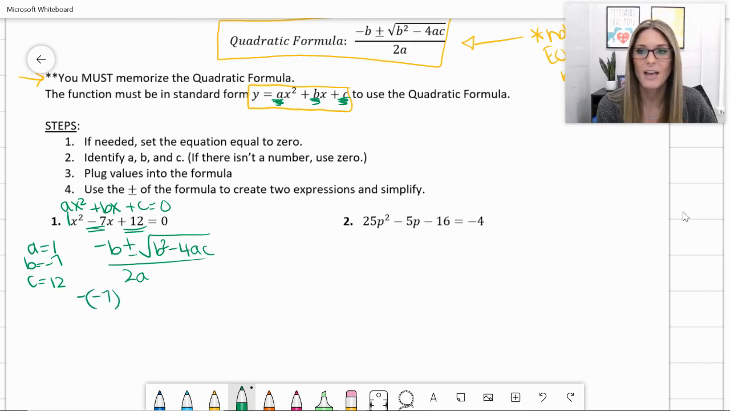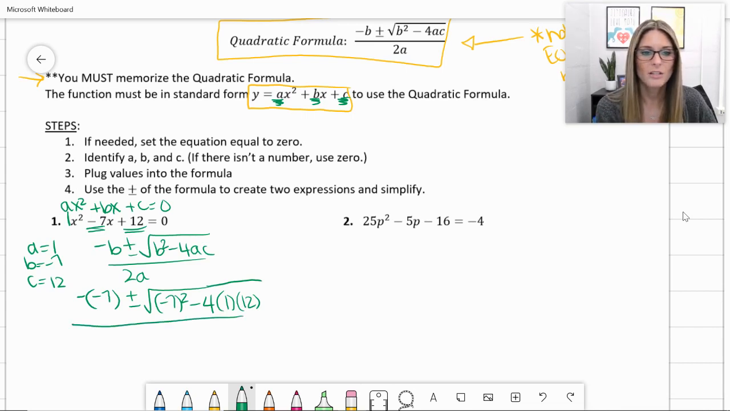We have a negative 7 plus or minus a big square root of b squared. So I'm plugging in that negative 7 again, and it is all getting squared. Notice I used parentheses here. Minus 4 times 1 times 12, plugging in that a and c value. And all of that I just wrote is under that square root. All divided by 2 times my a, which in this problem is 1.